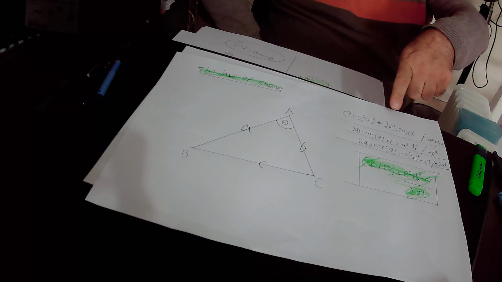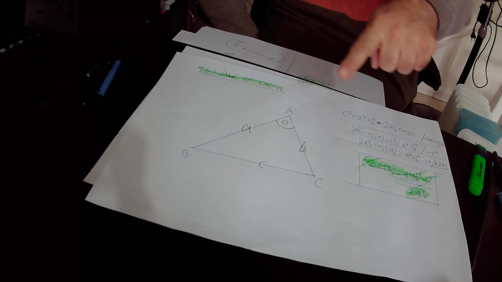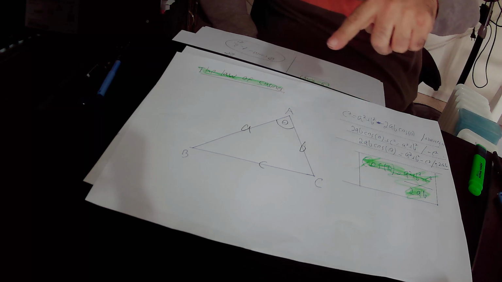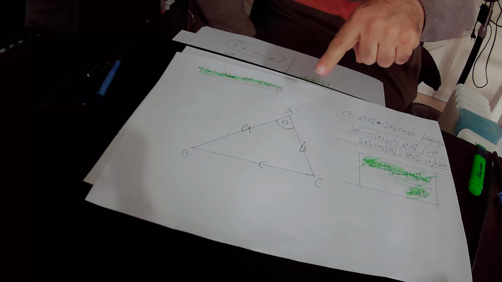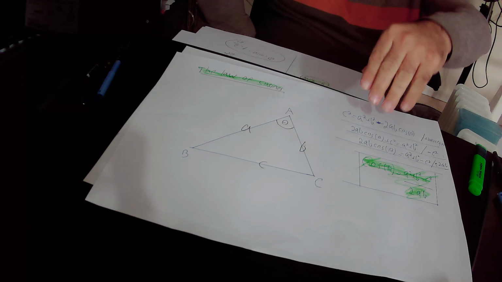From this equation, it is very easy to arrive at cosine theta equals a squared plus b squared minus c squared over 2 times a times b. Again, cosine theta equals a squared plus b squared minus c squared over 2 times a times b.